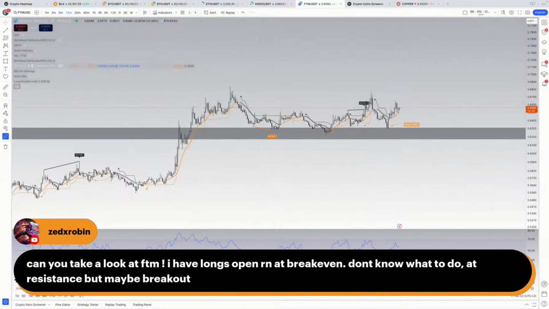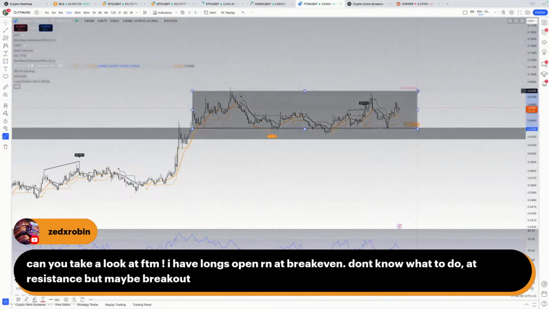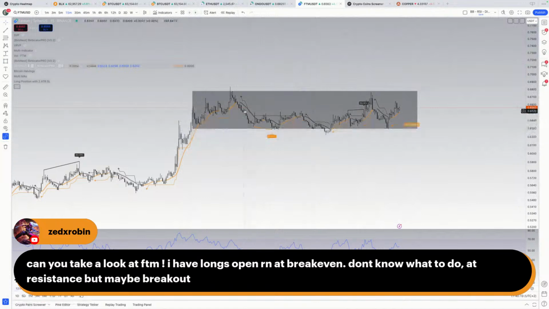Because this is what's happening here on the 15 minutes. It's just ranging. We could see a breakout. We couldn't see a breakout.